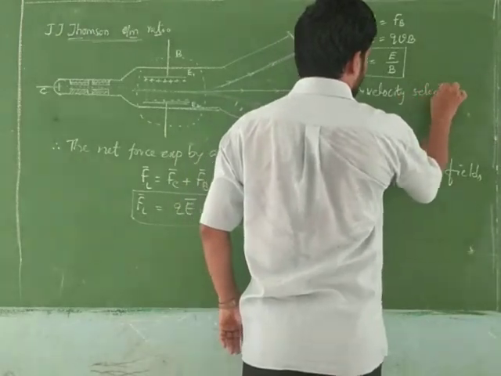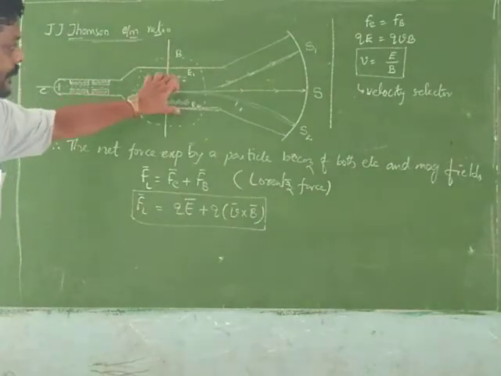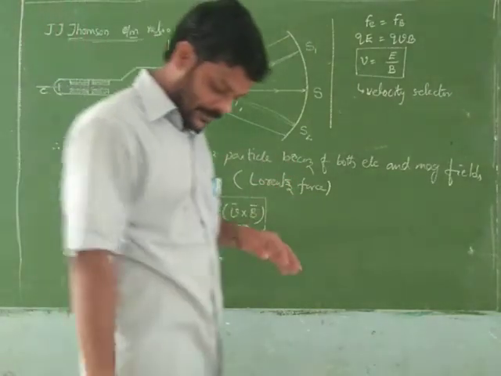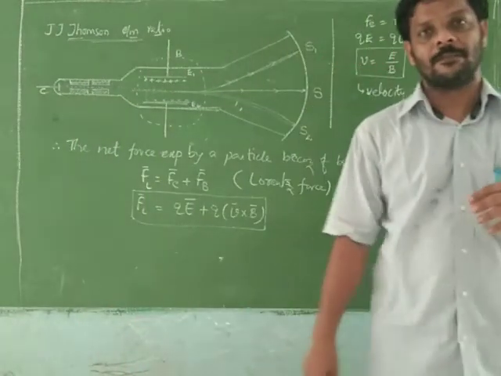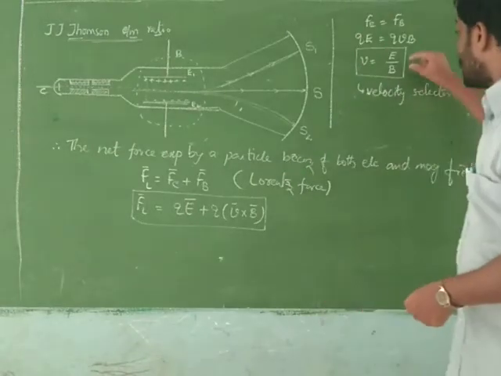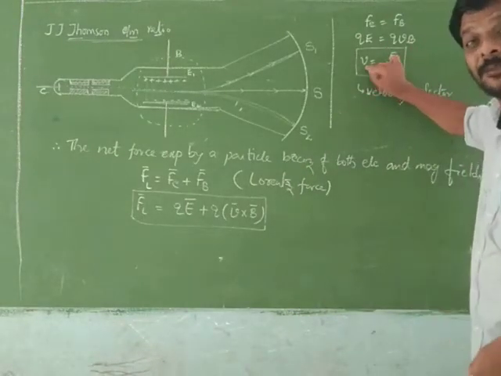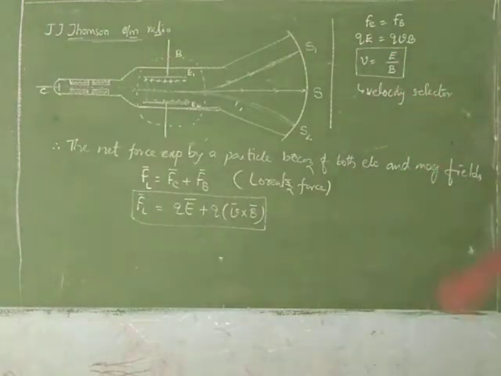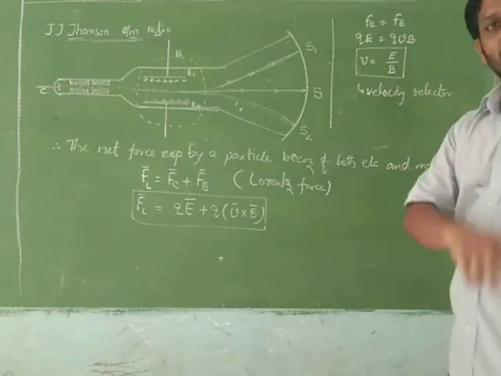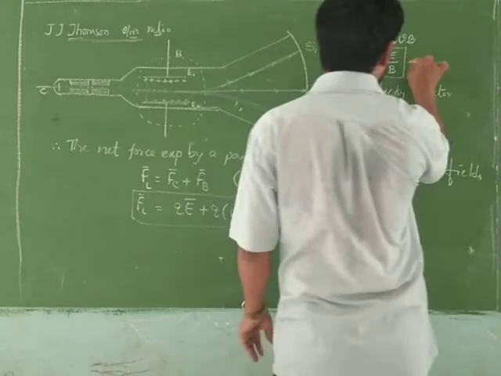Velocity selector means the field intensity we are applying here, whether it is electric field or magnetic field, is what we are doing externally. We know how much field intensity to give. That means the ratio of these two field intensities must be equal to the velocity attained by the particle. The velocity of the particle entering is equal to the ratio E by B. Beautiful. This is the first relation, this is equation 1, and this is equation 2.